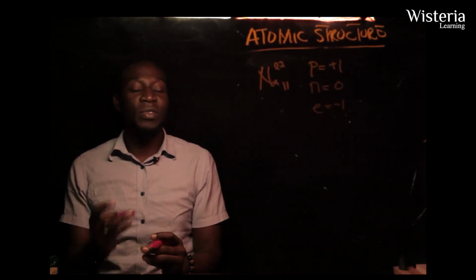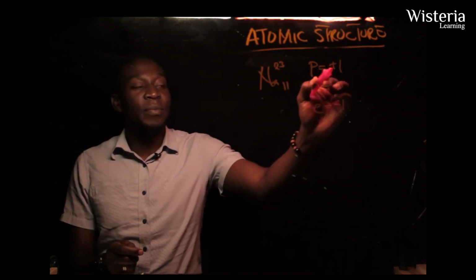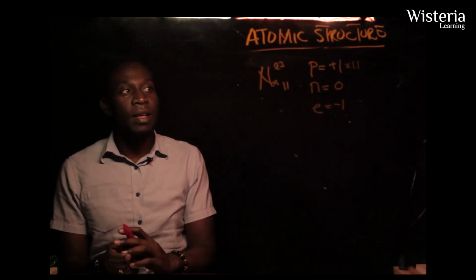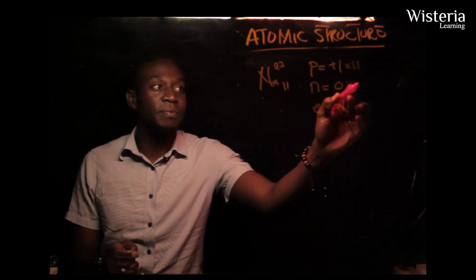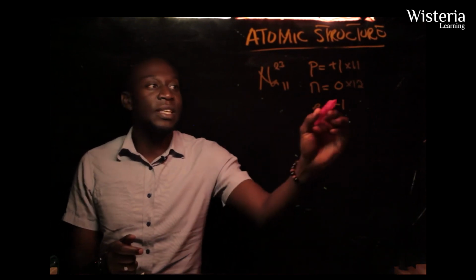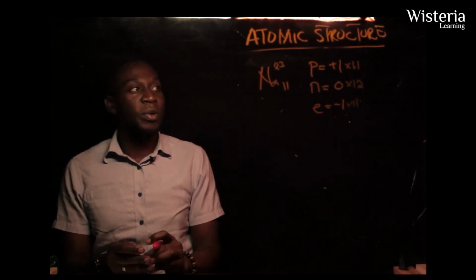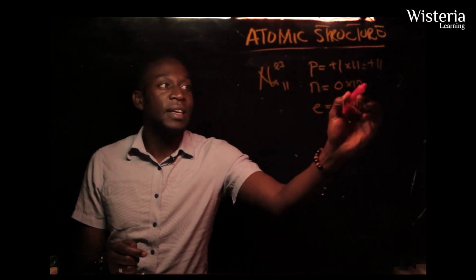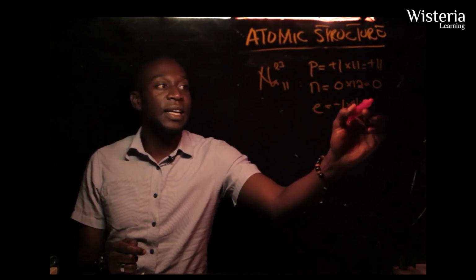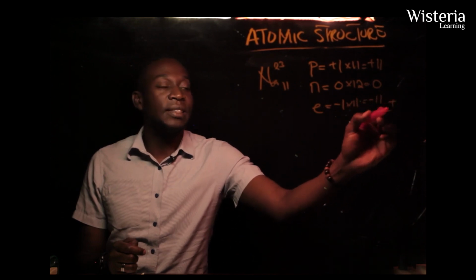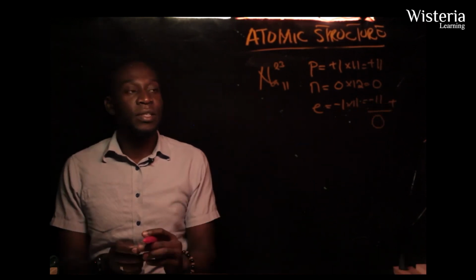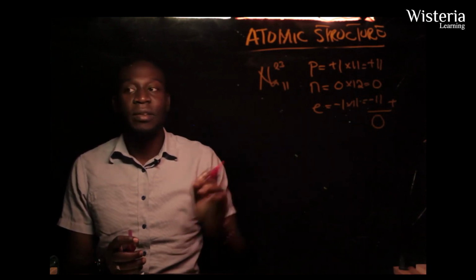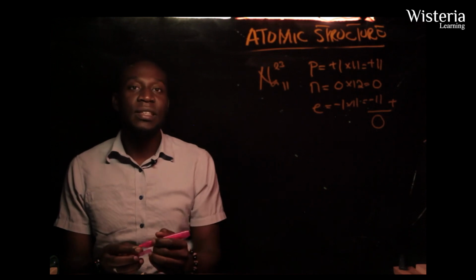In an atom of sodium, the protons are 11, so we multiply the charge by 11. The neutrons are 12, and the electrons are 11. So +1 times 11 gives +11, the neutrons give 0, and the electrons give -11. When you add these, you get 0. So the overall charge in an atom is equal to 0, because this atom is neutral.